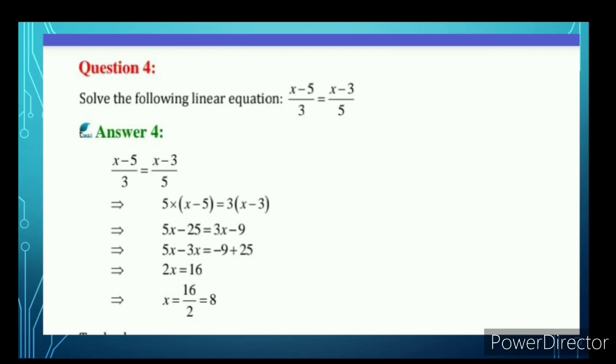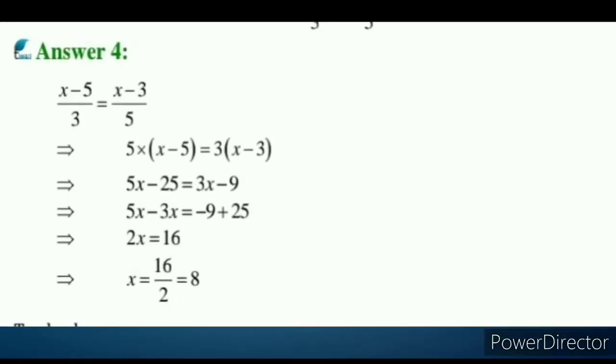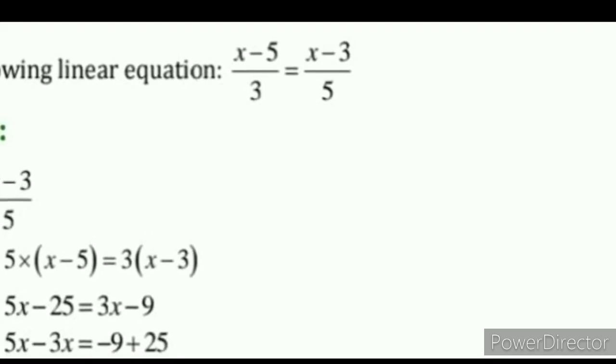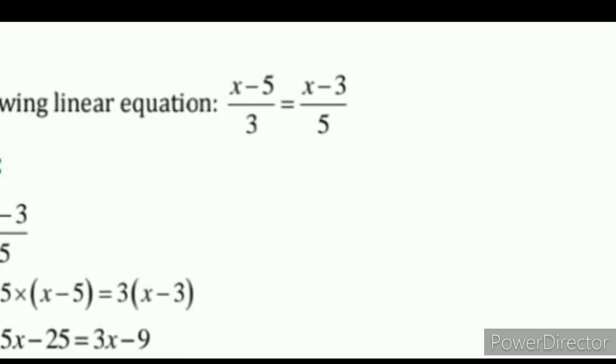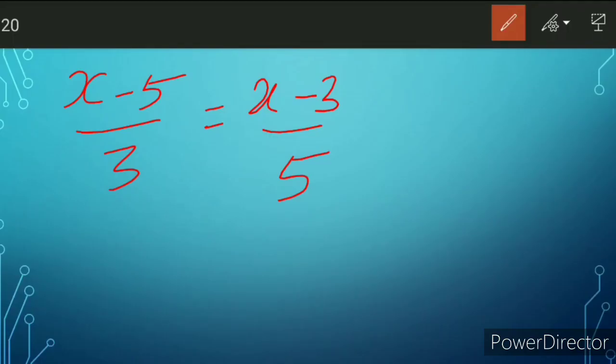Next, question number 4. It is very easy because on both sides we are having 1 fraction. Yeah, no need of taking LCM. Look at the equation clearly. Both sides we are having 1 fraction. In the first step itself we'll do the cross multiplication. See here, this is the equation.